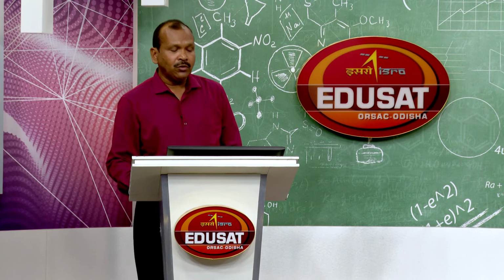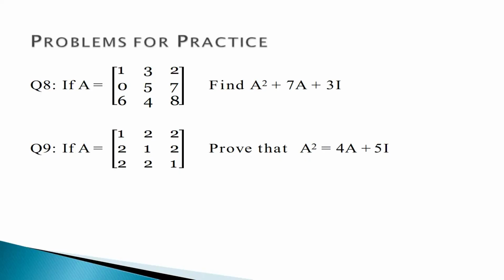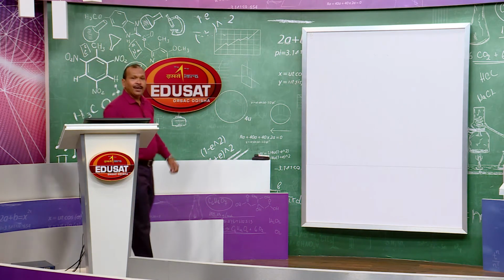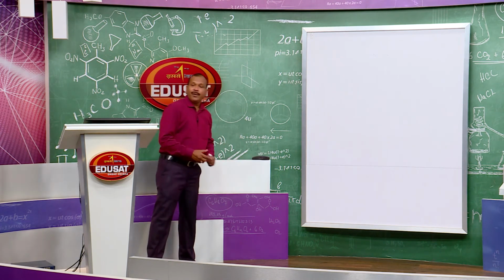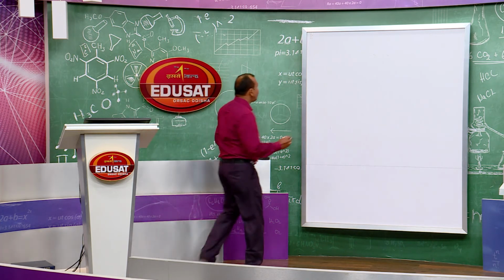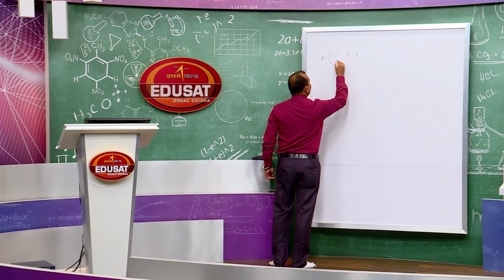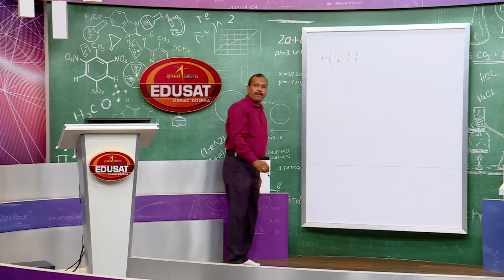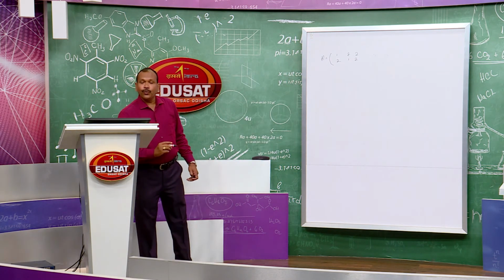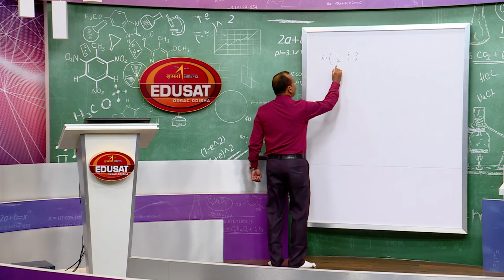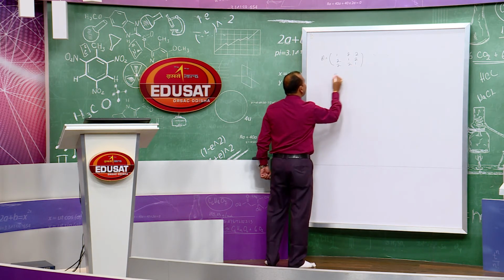Next, we work out problem 9. If A is a 3 cross 3 matrix containing elements 1 2 2, 2 1 2, 2 2 1, then prove that A square is equal to 4A plus 5I. Here A is the matrix 1 2 2, 2 1 2, 2 2 1.